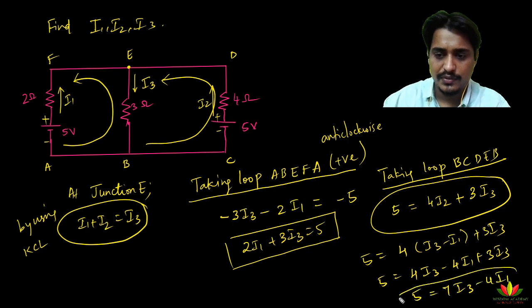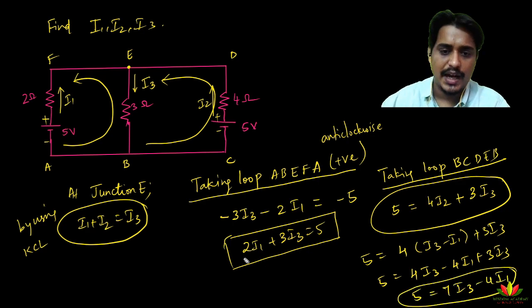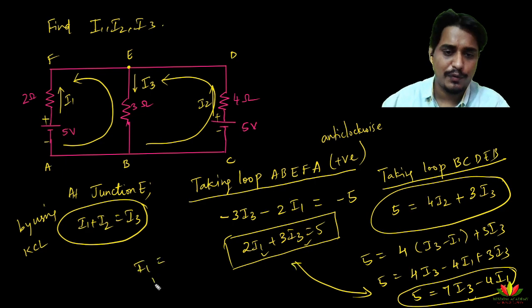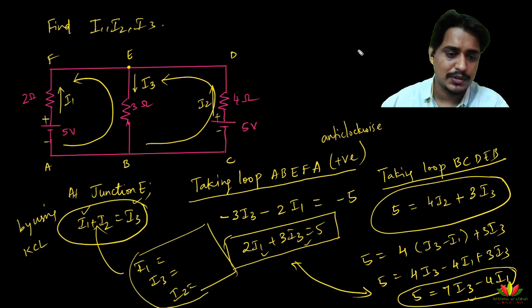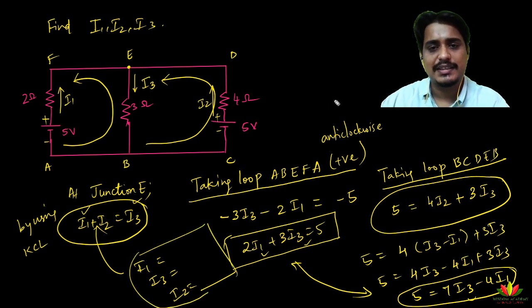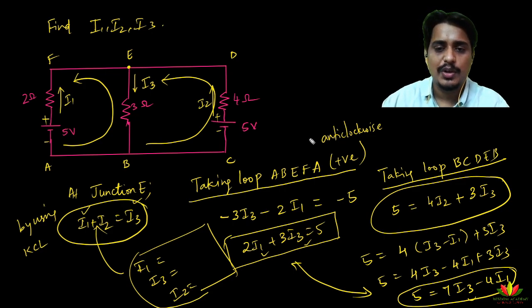So see, I have two equations, and in these two equations there are two unknowns, I1 and I3. Here also I1 and I3. So when you solve these two equations, you will get the values of I1 and I3. Once you have got I1 and I3, you can put them in this equation, and you'll also get the value of I2. This is how you can solve any question by using Kirchhoff's law. Like this, there are a lot of questions. I will make a separate video solving some typical questions from Kirchhoff's current law and voltage law.